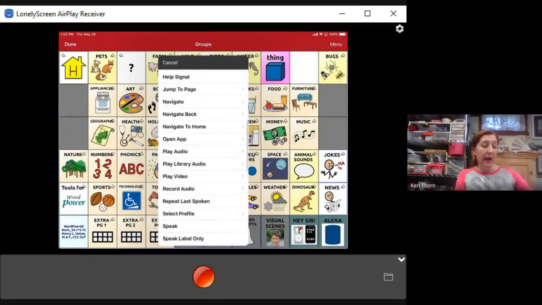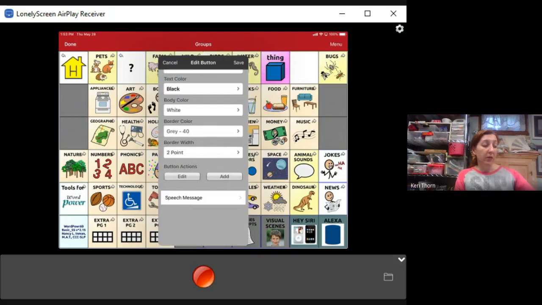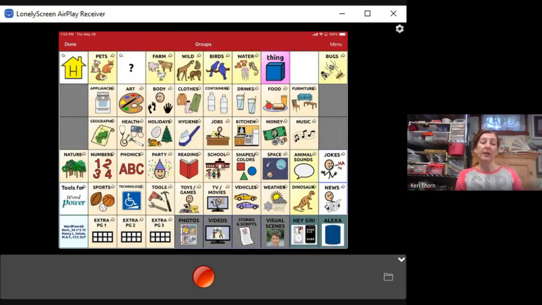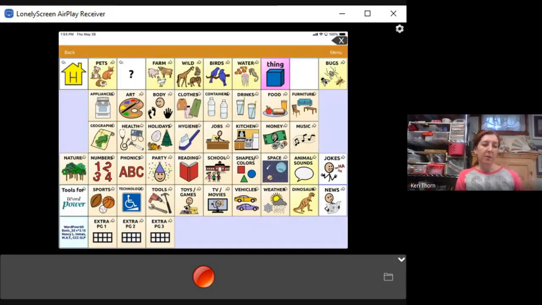You can make it navigate to another page. You can make it record a message. You can make it play a message. You can do all sorts of stuff with it. And then when you hit save, it's done and you have your button. So it's pretty quick and easy to do, which is why so many people tend to gravitate towards this particular app, because it is so easy.